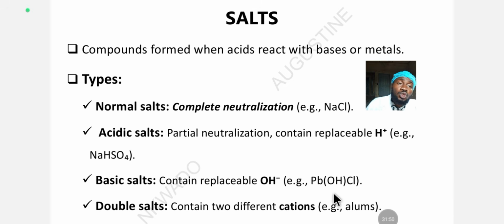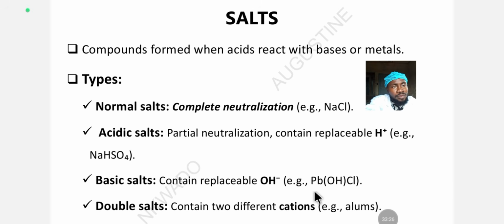Okay? And how do you also detect if a salt is a basic salt? You can also detect it by knowing the constituents of the salt. It is very apparent that this lead hydroxide chloride salt here was formed as a result of the reaction between hydrochloric acid and lead hydroxide as a base. That's how this salt was formed.